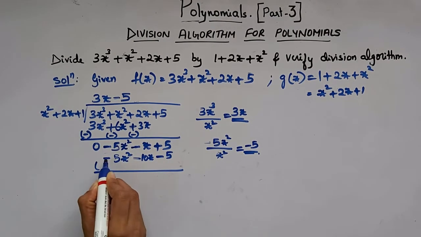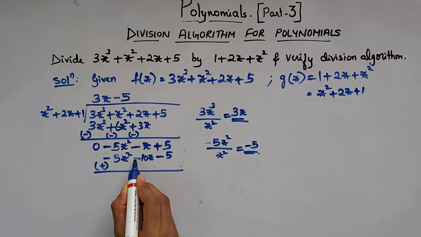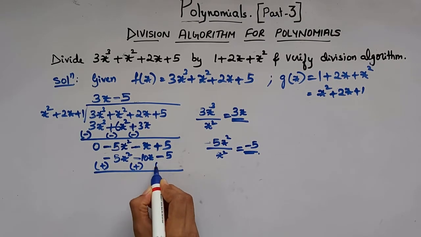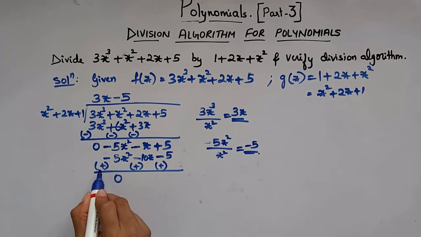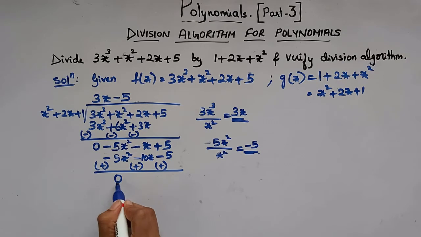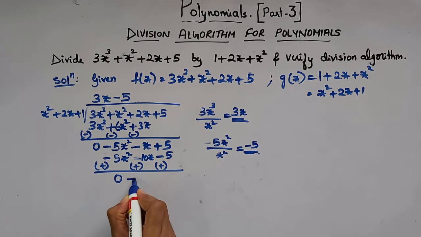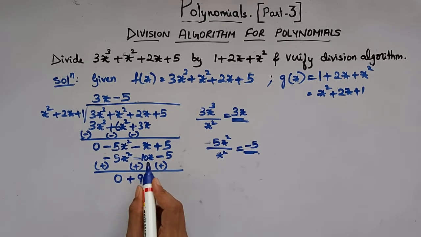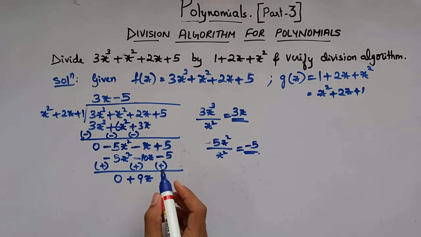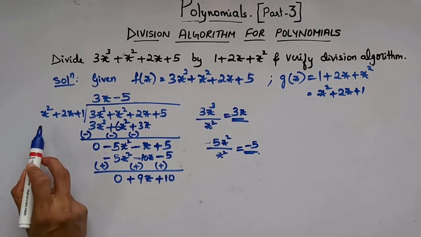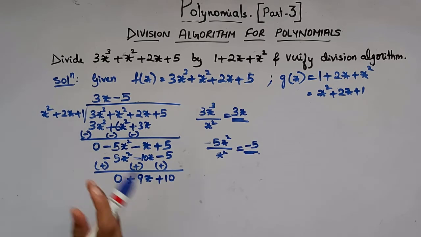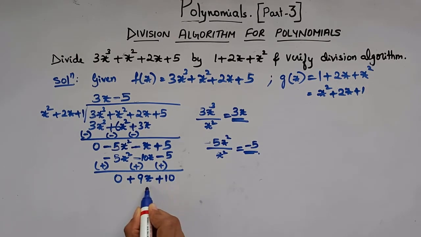Now change the sign. Here it is minus, so change it to plus. This is minus, so plus. This is minus, so plus. So now the first term will be 0. Minus 5x square and plus 5x square is 0. Here you will get plus 9x, 10x minus x is 9x, and plus 10. Now if you see the degree of the remainder, here the degree of the remainder is 1 and the degree of the divisor is 2, which is less than the divisor's. So you have to stop this division here.